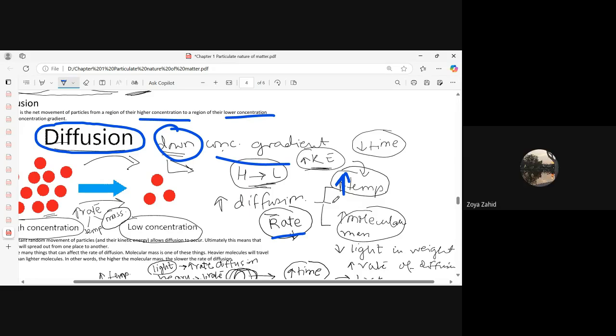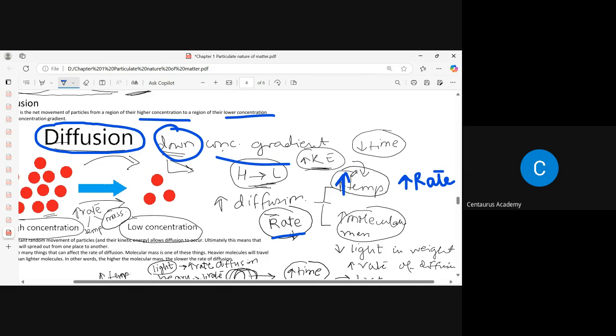Increase. Why? Because they have more kinetic energy, so they move faster. Yes, very good. So basically, when you increase the temperature, they gain kinetic energy. As a result, their rate of diffusion also increases. This means that they move very quickly, very fast from a region of higher concentration to a region of lower concentration.